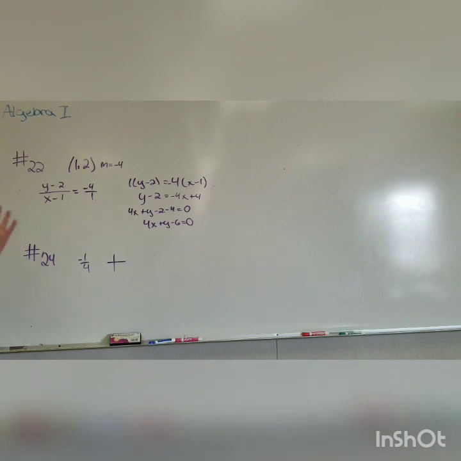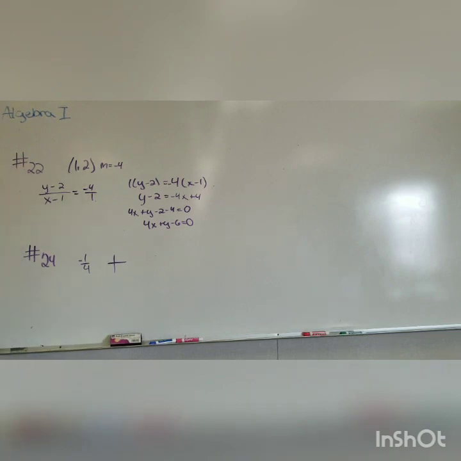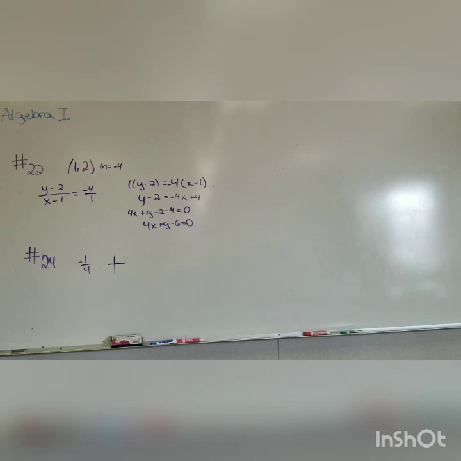Number 24, I'm going to skip 23 for a second. It asks about perpendicular lines. Now we know in problem 22, we dealt with parallel lines, slopes are equal. Perpendicular lines, slopes are opposite. It's the negative reciprocal.